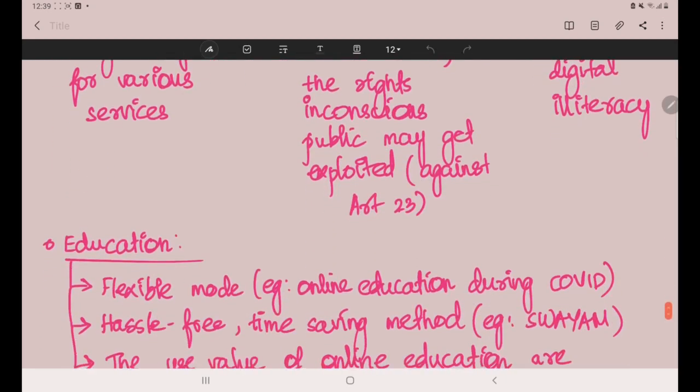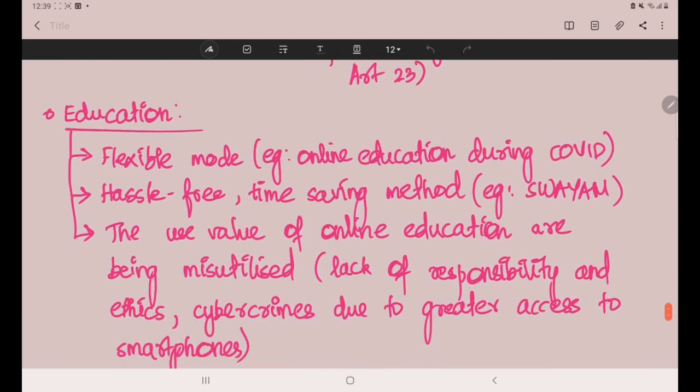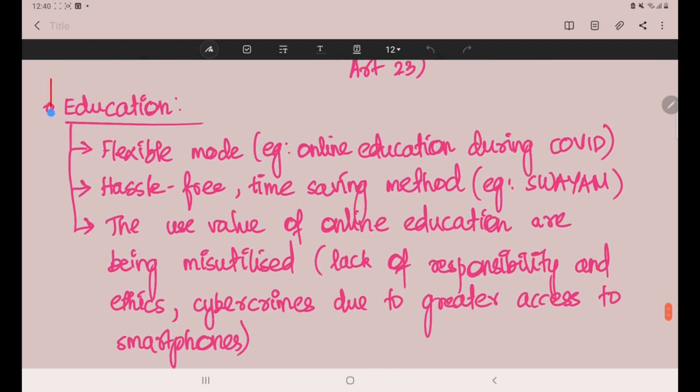Okay, here also you can bring in one concept of polity. It is inherently against the right against exploitation, that is Article 23. Okay, then in the field of education, what are the aspects? With respect to education, if you are bringing in e-governance, this is a flexible mode of education. Online education, as we can see, is a flexible mode and it worked well during COVID also, and it is hassle free because people don't have to travel to schools and colleges in the midst of the pandemic, and they can save their useful time also.